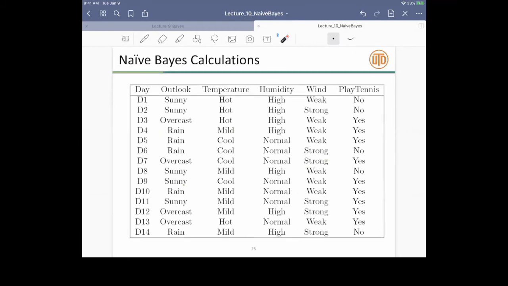Okay, so we'll look at a quick example of naive Bayes, just to understand the naive Bayes calculations a little better. The data set here is that I have different days, and the target variable is whether I'm playing tennis or not, so it's yes or no. This is a completely categorical or discrete data set. My features are that my outlook is either sunny, overcast or rain, the temperature is either hot, cold or mild, the humidity is either high or normal, and the wind is either weak or strong.